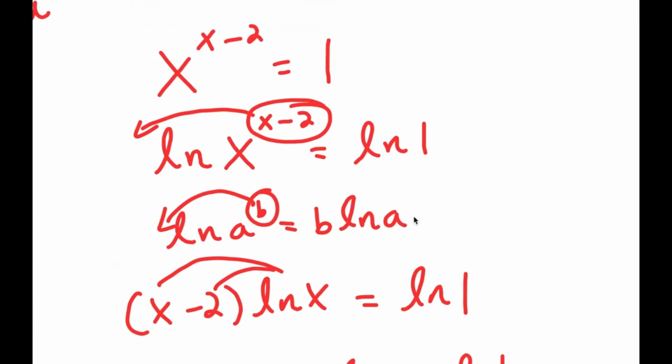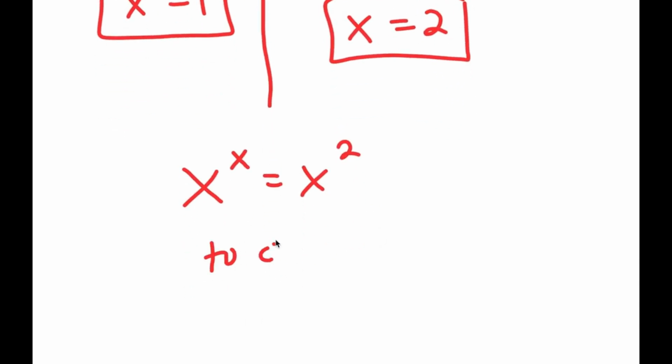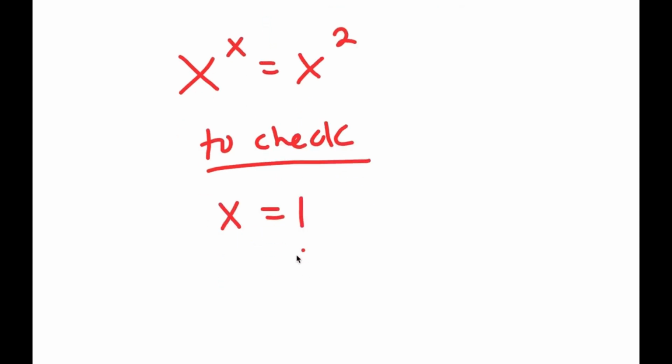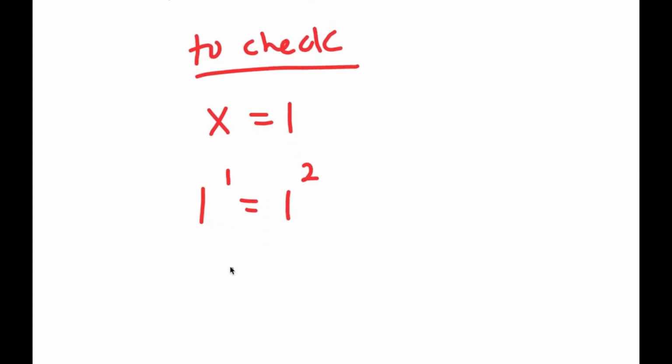Now, going back to the original equation, we have x to the power of x equals x to the power of 2. So to check, I'm going to first start by plugging in x equals 1. So if I plug in x equals 1, I get 1 to the power of 1 is equal to 1 to the power of 2. 1 to the power of 1 is 1, and 1 to the power of 2 is also 1.